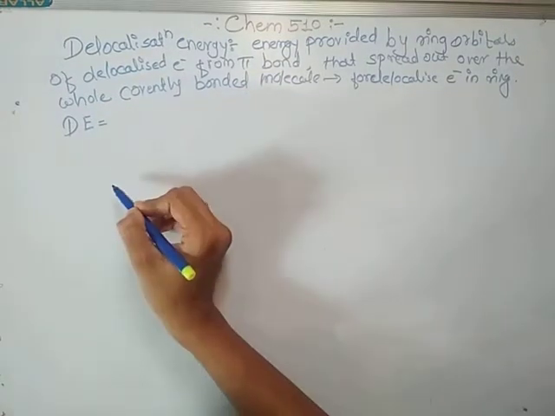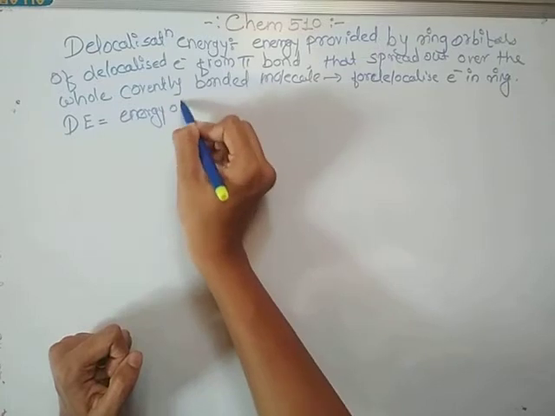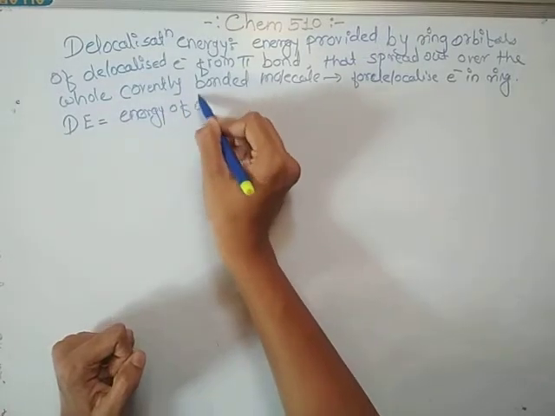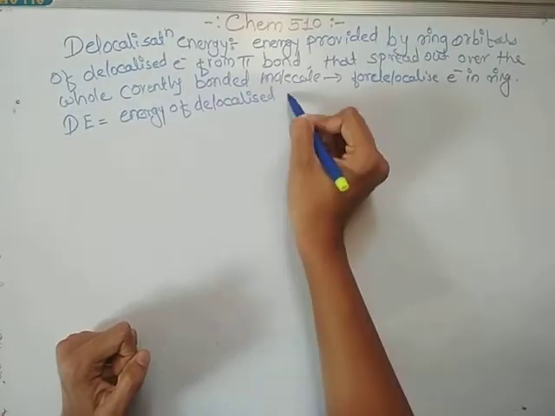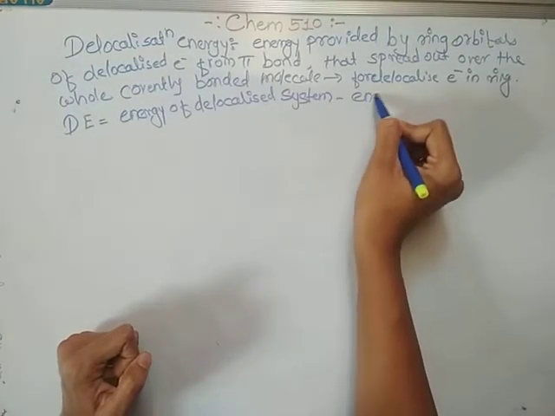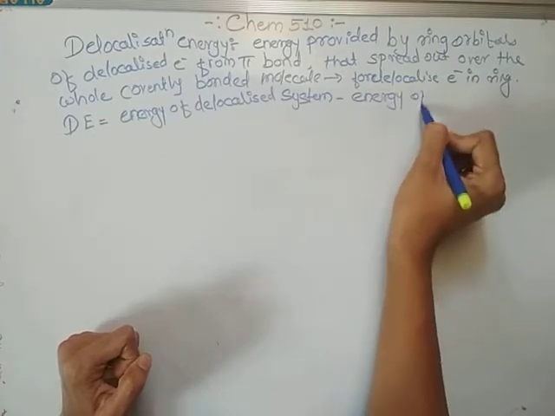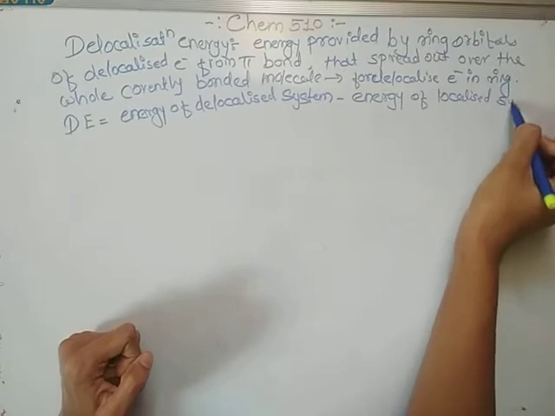Now, for the calculation of delocalization energy, one formula is here. Delocalization energy dE is equal to energy of delocalized system minus energy of localized system.